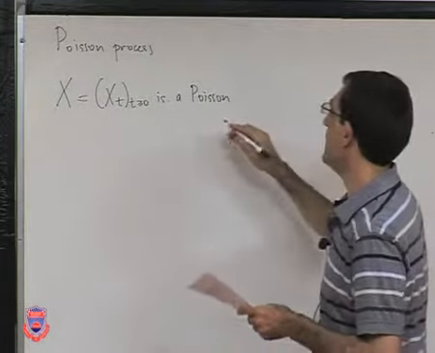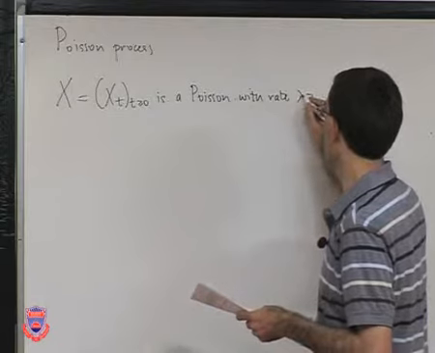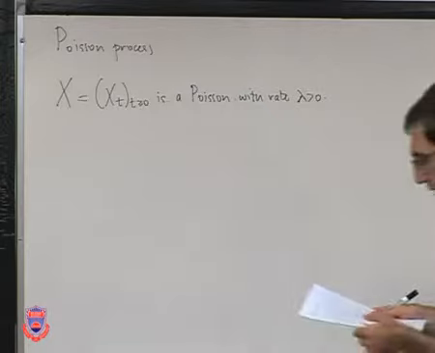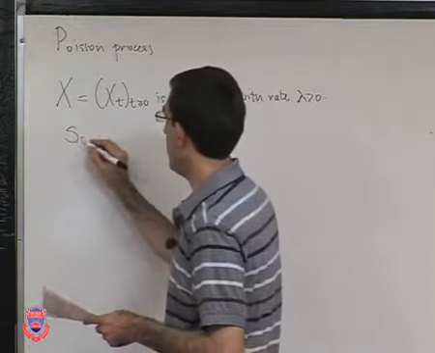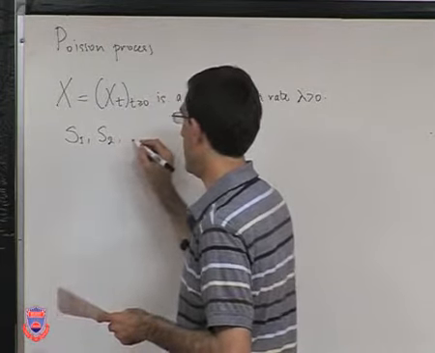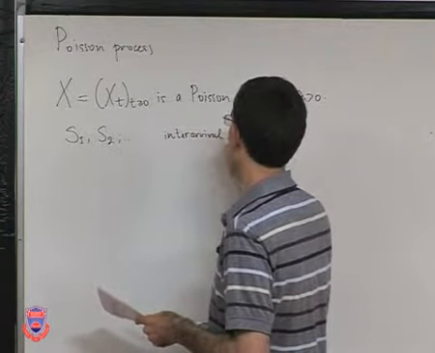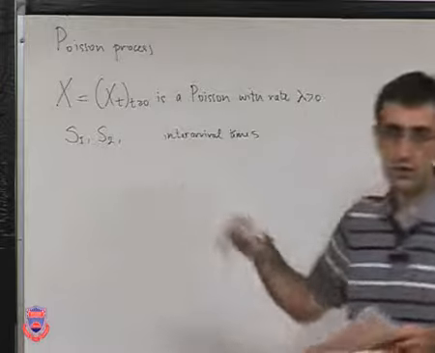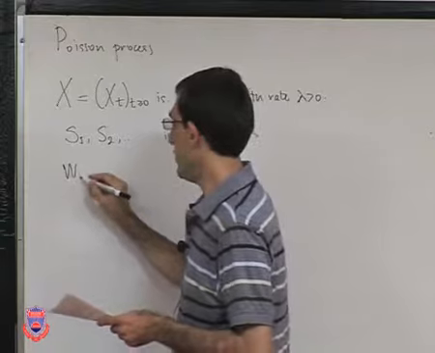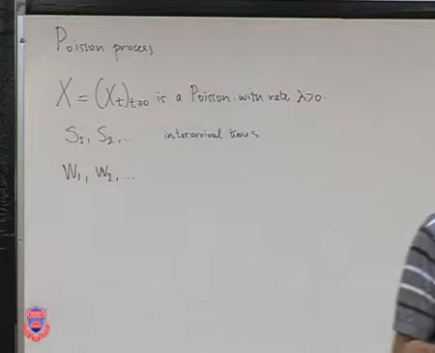And I'll assume that this is a homogeneous Poisson process with rate lambda. A constant, a positive constant that we know. Right? And last time we agreed that we will denote by S1, S2, and so on the inter-arrival times of the events that this process is supposed to count. Okay, and then we also use W1, W2, and so on to denote the arrival times themselves.